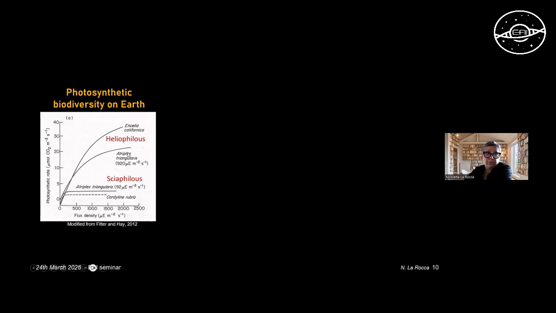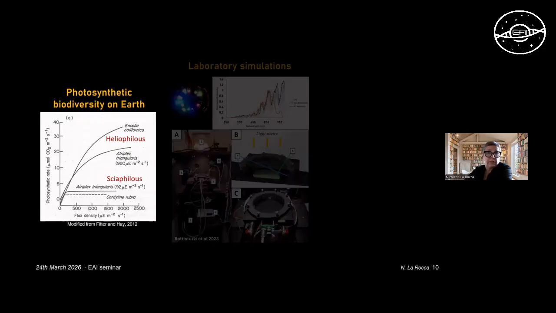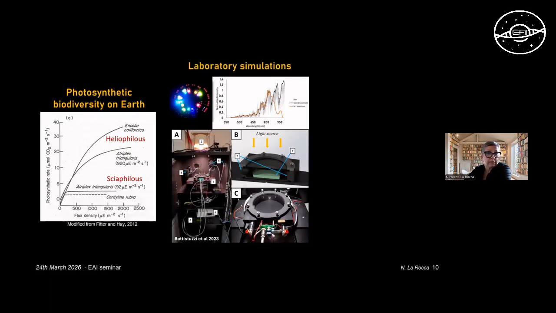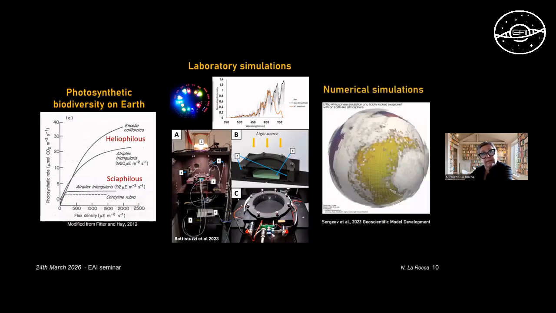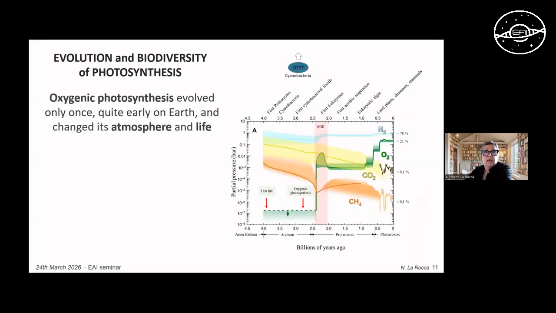We can use different types of photosynthetic organisms to perform a laboratory simulation to test their productivity under different starlight spectra. And finally we can utilize the data coming from photosynthetic biodiversity studies and laboratory simulations to perform numerical simulations and to better understand the habitability of exoplanets. Speaking about photosynthesis, we have to say that photosynthesis evolved just once, quite early on Earth.